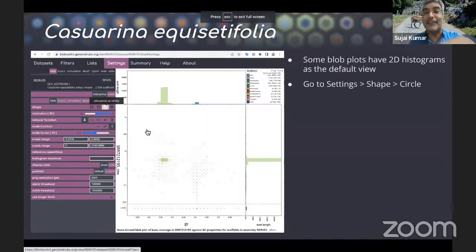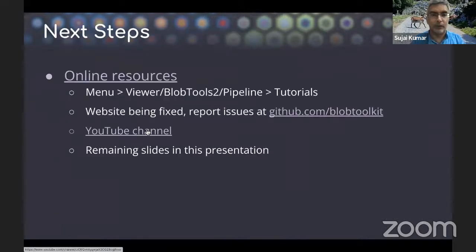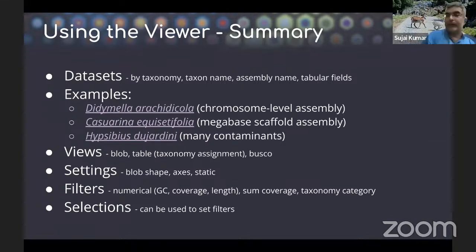These are my slides in case the live demo didn't work, so I'm going to go through it. So in summary, what have we learned today? You can go to data sets. You can search by taxonomy, by taxon name. You can even type in the assembly ID if you know it. You get many fields. You can sort by them.